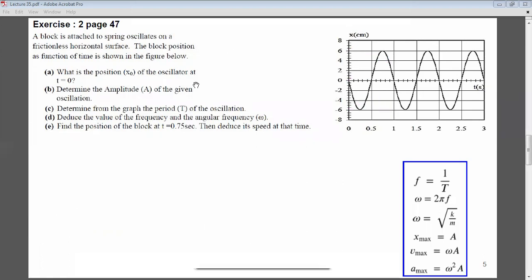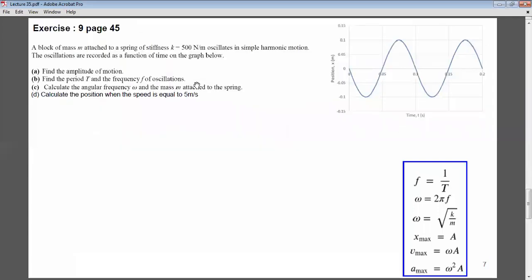Let's do another exercise. A block of mass m is attached to a spring of stiffness k equal to 500 newtons per meter. It oscillates in simple harmonic motion. The oscillations are recorded as a function of time on the graph. Find the amplitude of motion. We just take it from the graph. The maximum is 0.1 meter. So part A, the amplitude is equal to 0.1 meter.